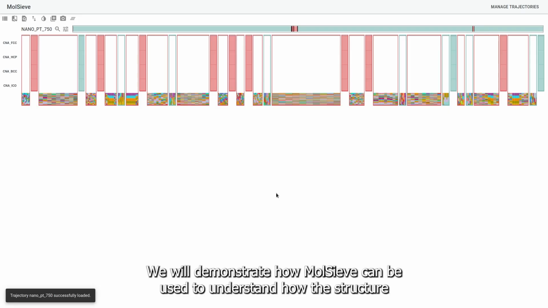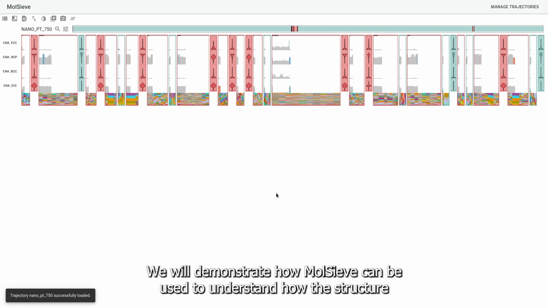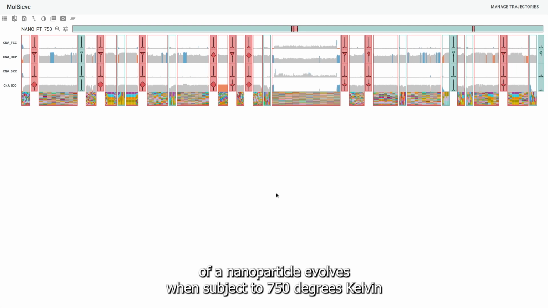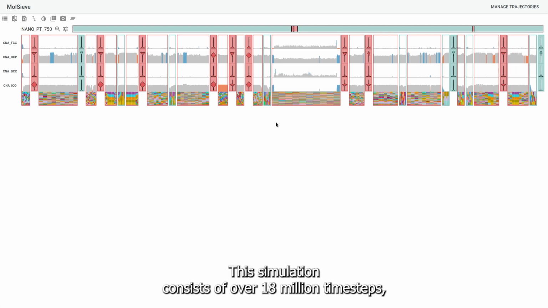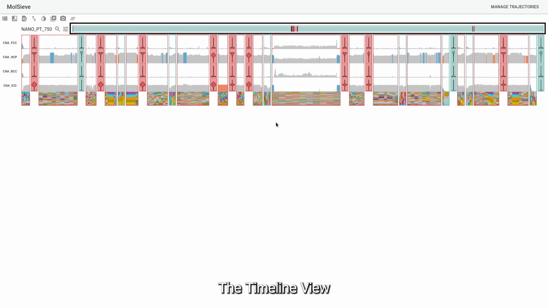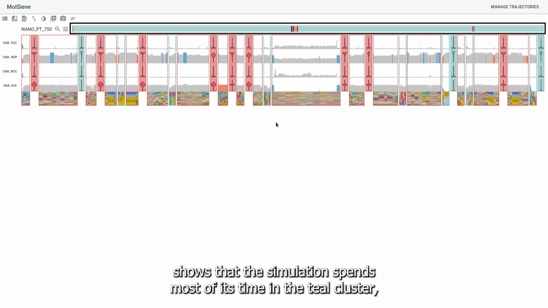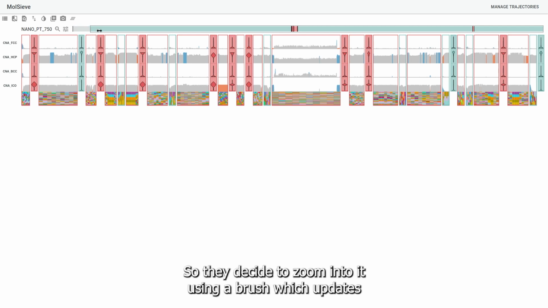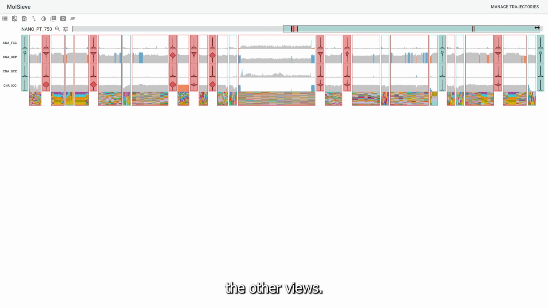We will demonstrate how MolSieve can be used to understand how the structure of a nanoparticle evolves when subject to 750 degrees Kelvin. This simulation consists of over 18 million time steps, which makes it difficult to manually analyze. The timeline view shows that the simulation spends most of its time in the teal cluster, briefly switching to the red cluster before going back to teal. The red cluster is interesting, so they decide to zoom into it using a brush, which updates the other views.